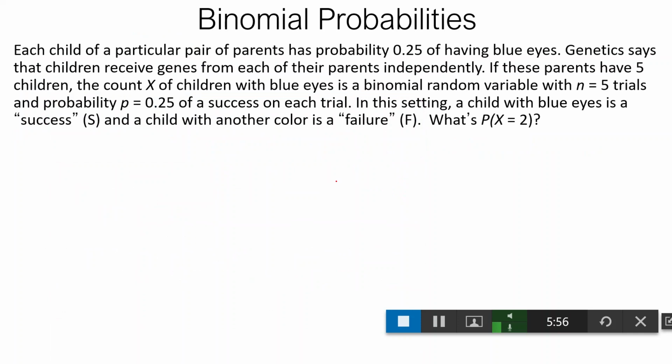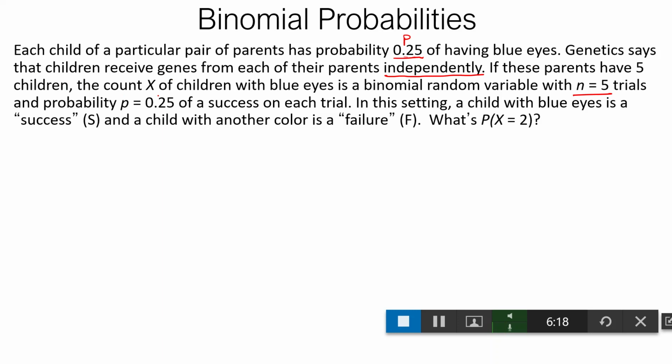All right, so how do we find binomial probability? We'll take a look at an example here. Each child of a particular pair of parents has a probability of 0.25, there's our P, probability, of having blue eyes. Genetics says that each child receives genes from each of their parents independently, telling us independent right there. If these parents have 5 children, well, that looks like our N.